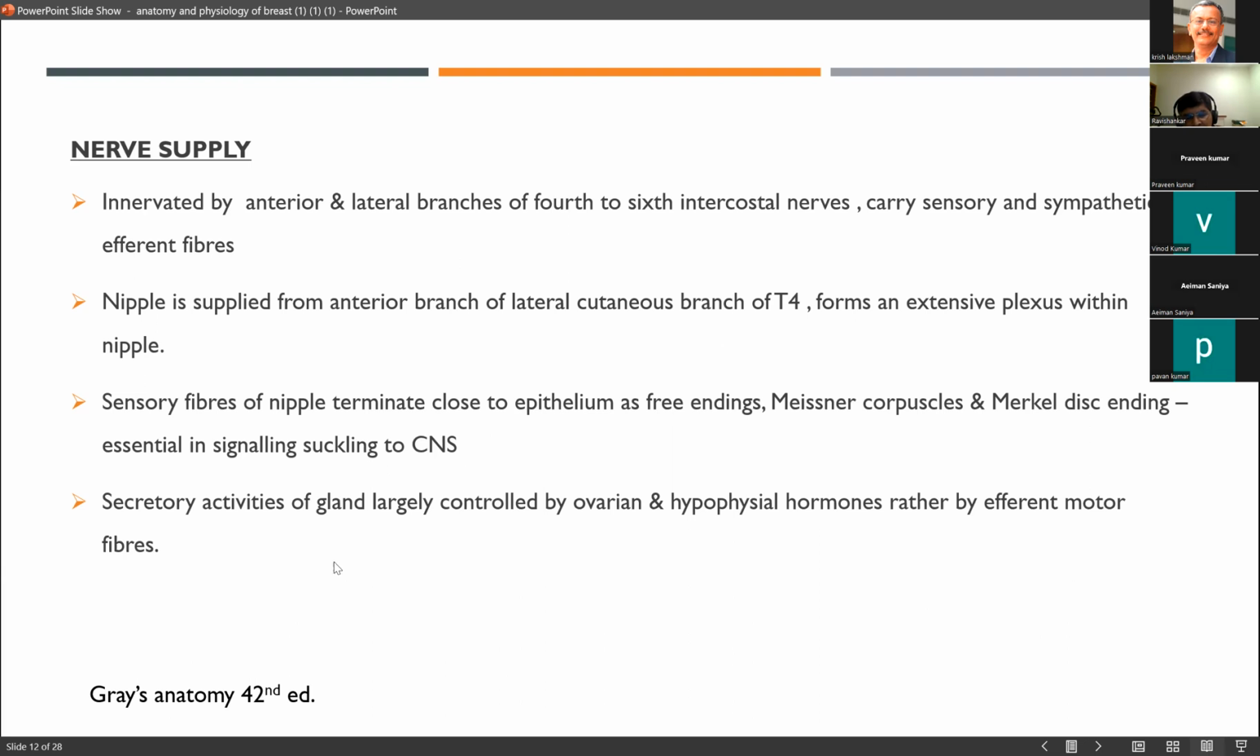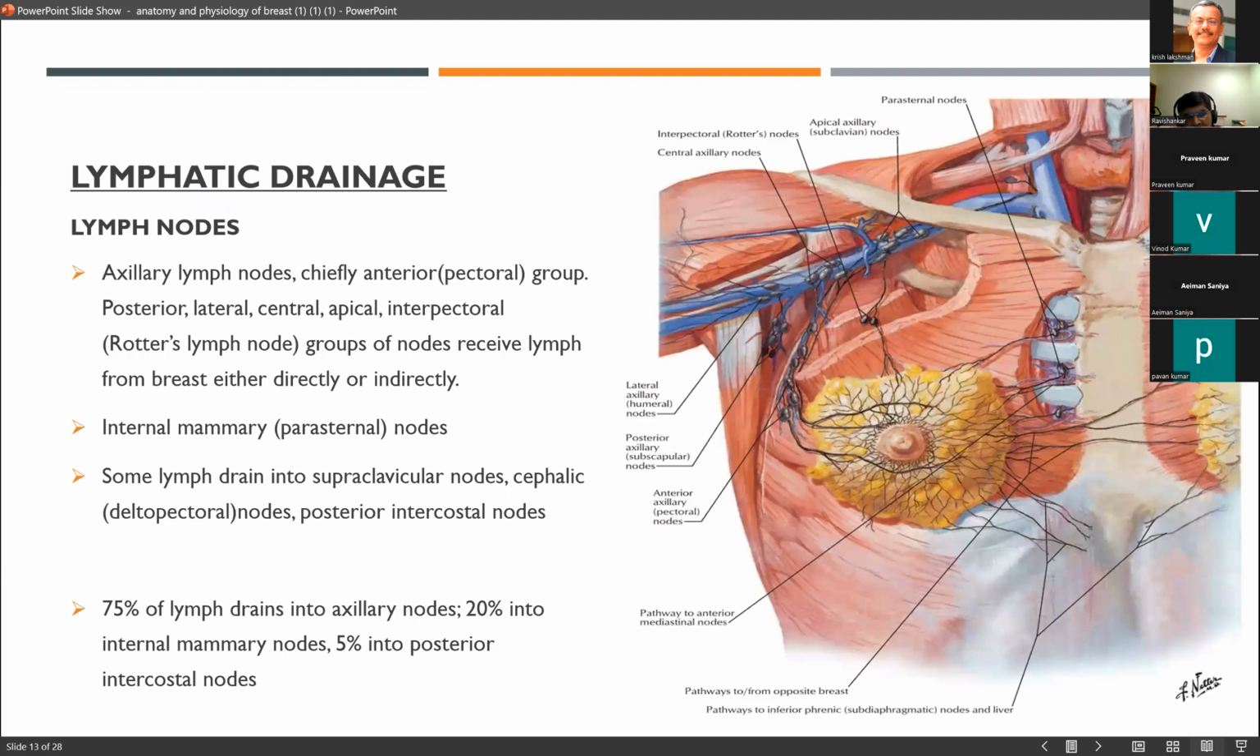The secretory activities of gland is largely controlled by the ovarian and hypophyseal hormones rather than by the efferent motor fibers. Lymphatic drainage can be seen into lymph nodes and lymphatic vessels.